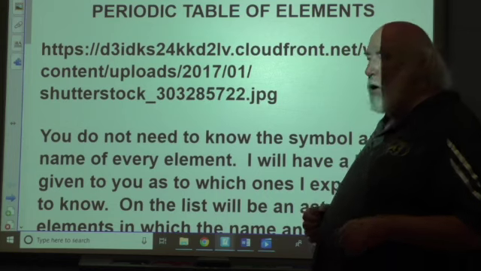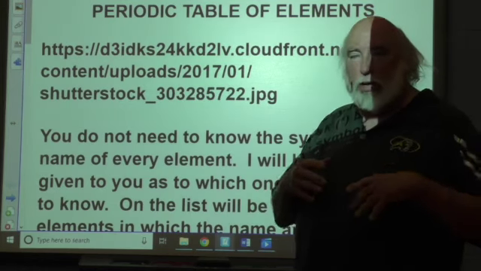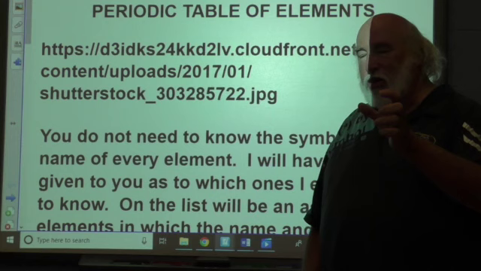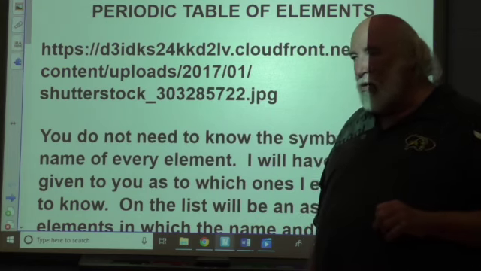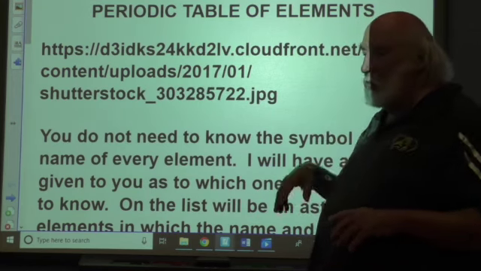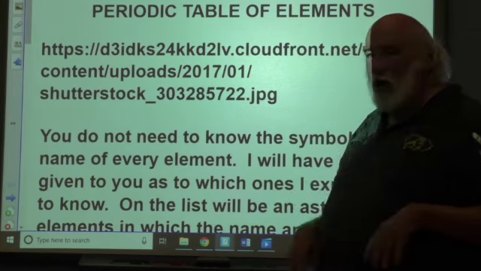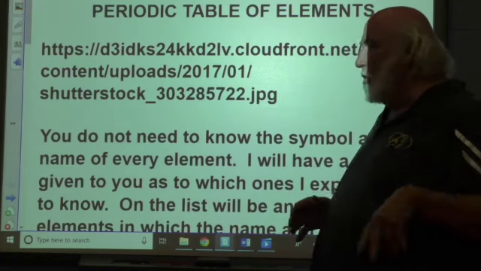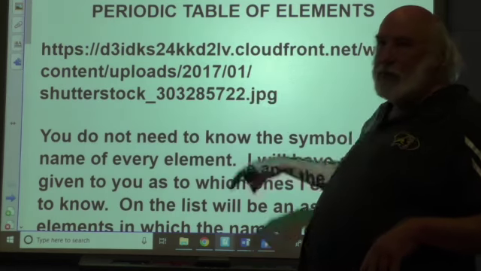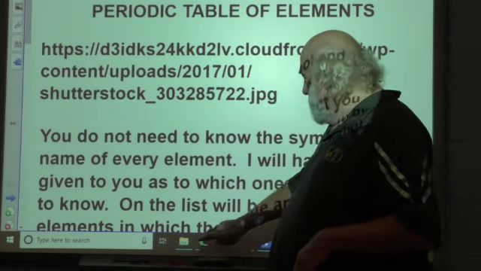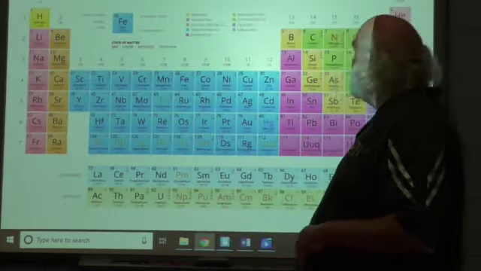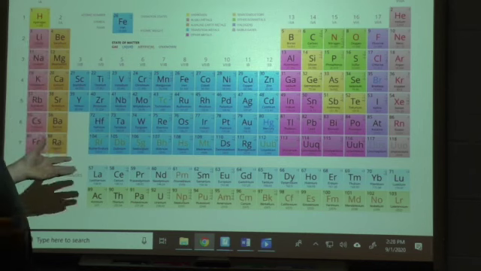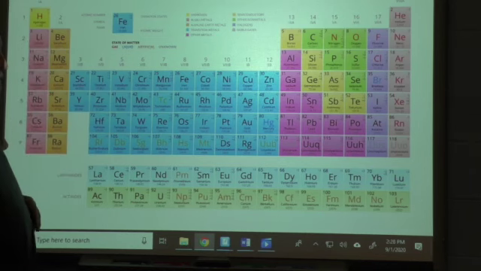So I went to a website called dogpile.com. They have an images portion of that website. I typed in periodic table of elements and they give you a whole bunch of them. I looked at them, and the one that I'm going to be using the most, that is the most important to us of all those, and there's some pretty sharp ones, is this one right here. It looks like this. And it's cloudfront.net is the website that it comes from.